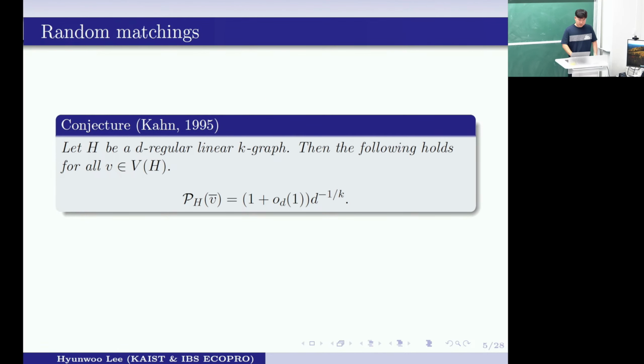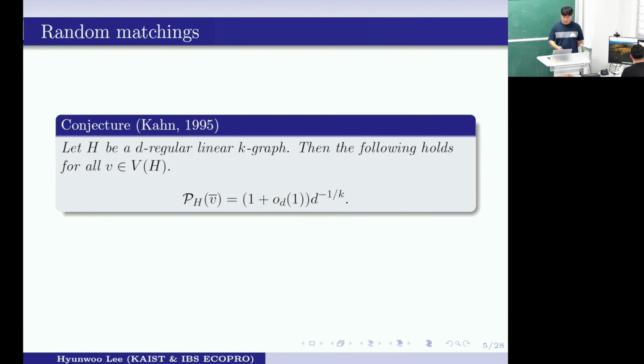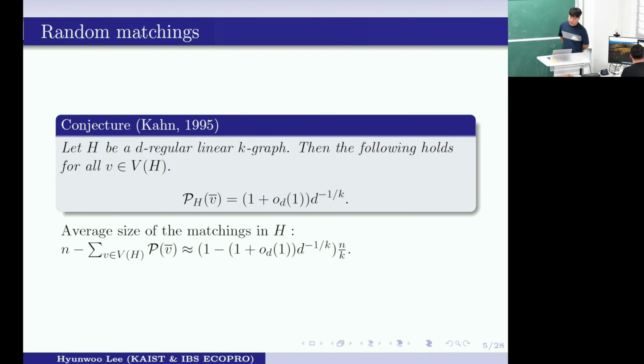And this is the conjecture of Kahn. It says that if H is a d-regular and linear k-graph, then for every v, he conjectured that P_H(v bar) is almost the same as the value d^(-1/(k-1)). So again, by the linearity of expectation, if this conjecture is true, then the average size of the matchings in H is roughly (1 - d^(-1/(k-1))) times n over k, if this conjecture is true.